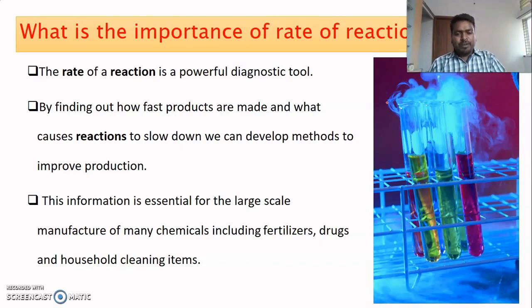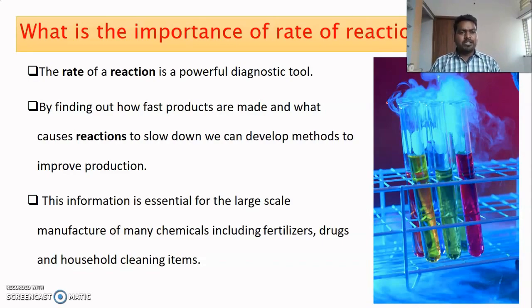And by knowing its kinetics, we can tell if the reaction is slow, suppose the reactant is not reacting properly, or suppose the reaction conditions are not favorable for that reaction. If we come to know all the difficulties in carrying out the reaction, at least we can develop a new method to conduct the reaction and get a proper product, or else we can improve the procedure of that reaction. This is helpful on a large scale in industries, in the manufacture of chemicals, including fertilizers, drugs, and household cleaning items.